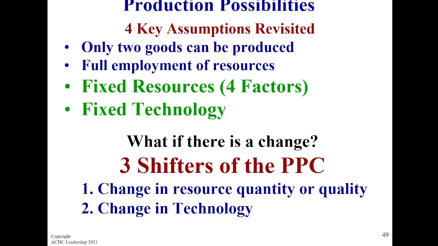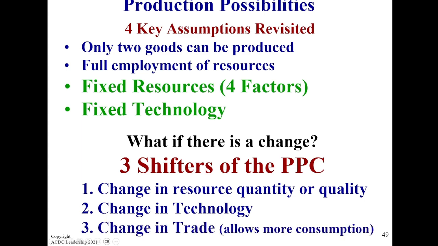So our PPC will shift outward. And then change in trade, right? The whole concept of trade is that the land and natural resources will be different. So for example, if we look in Africa, like in Mali, there's a lot of mines there. They can mine very easily. It costs less to mine.